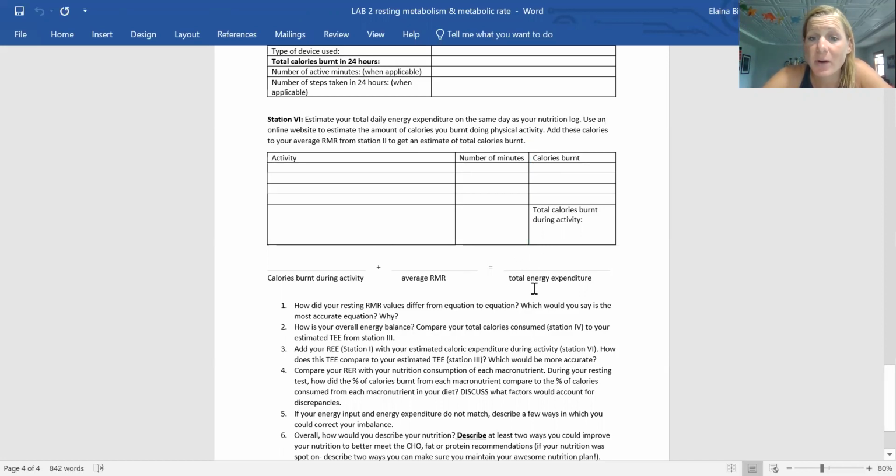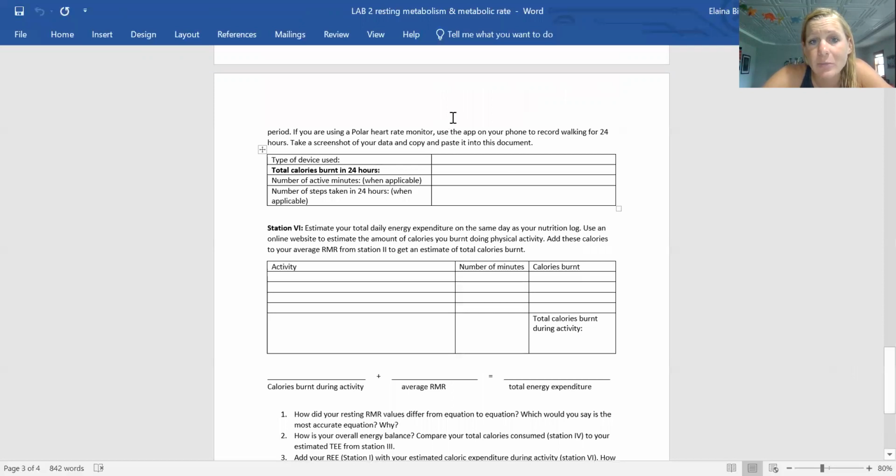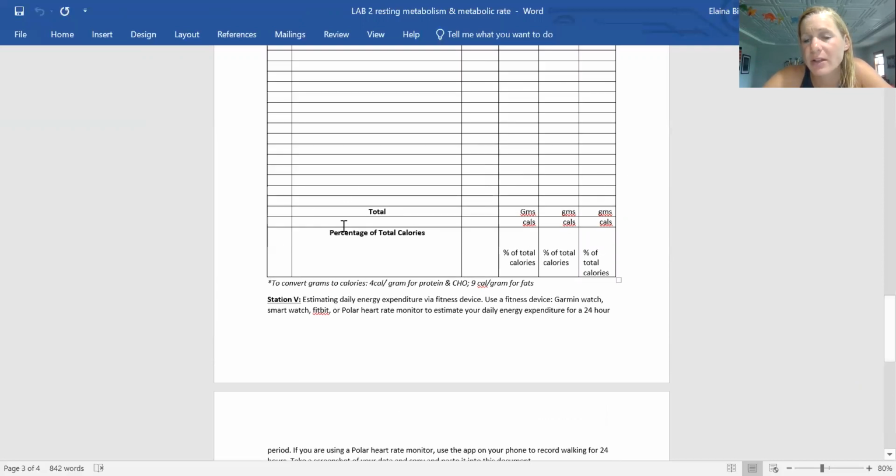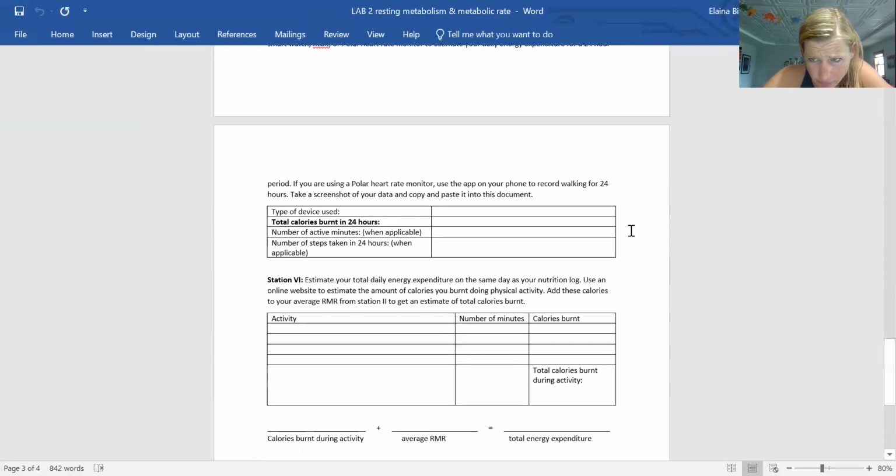Again, the idea is we want to compare your total energy expenditure as calculated here with what you get from your smartwatch or whatever device we use. We want to compare that to what we're doing nutrition wise. Are we able to balance these things? Are we consuming the appropriate amount of calories based on how many calories we're expending in a day?